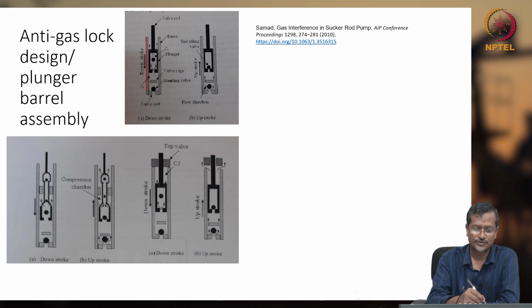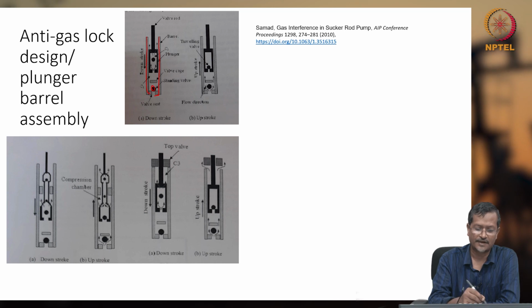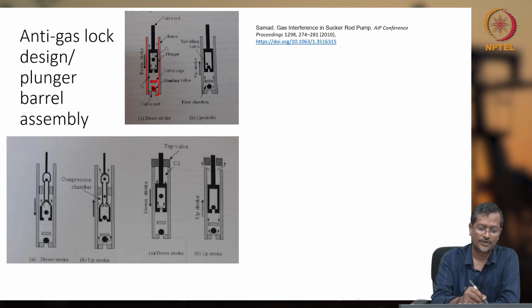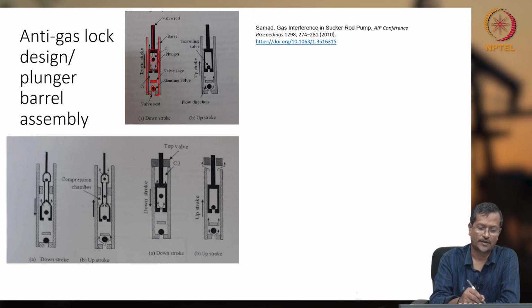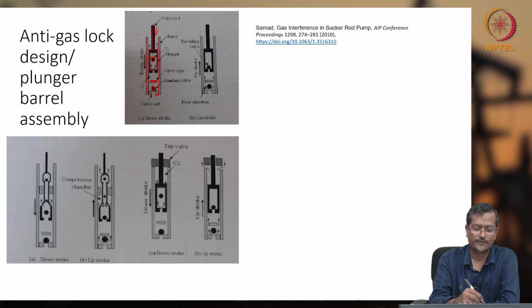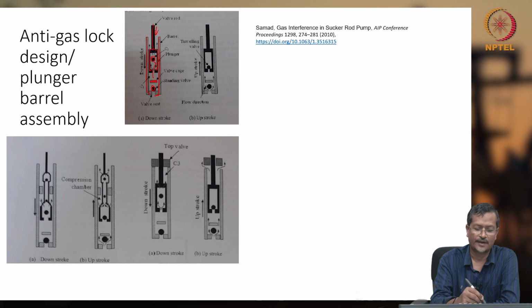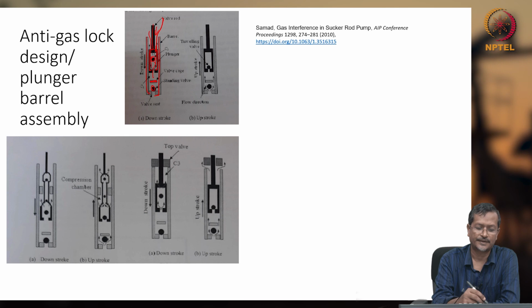The top picture shows it is having a barrel, one traveling standing valve, one valve cage, one plunger, one traveling valve. When it is moving down, the traveling valve will be opening the path and there will be some holes here. So fluid will be entering and it will go up like this.